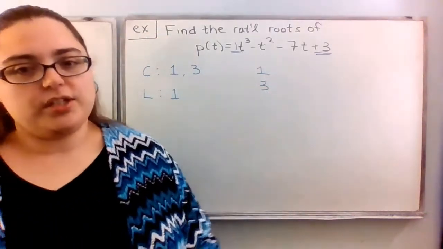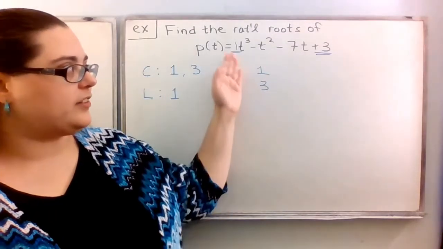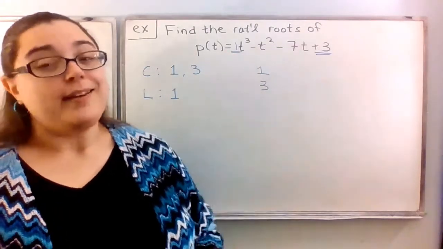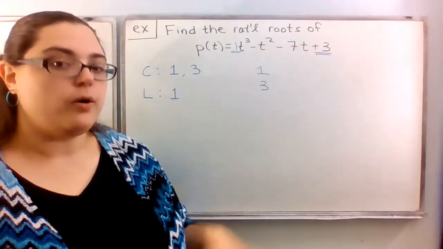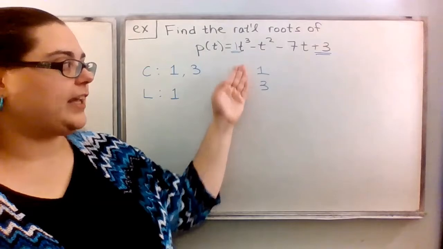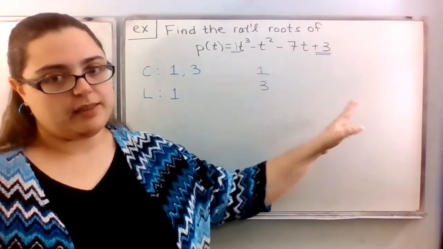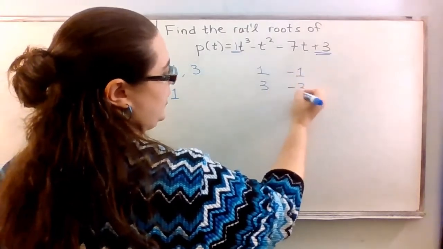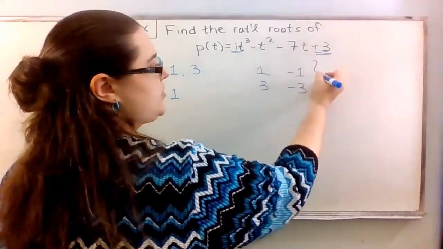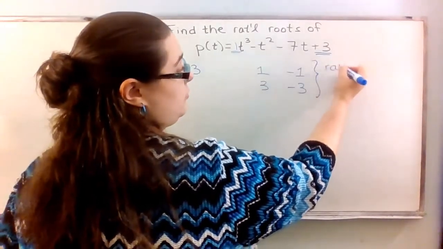Now, in this situation, when we talk about factors of the leading coefficient and of the constant term, not only could those values be positive, but they can also be negative. So once you've got your positive candidates for your rational zeros, you can just duplicate them and make them negative. So we also have -1 and -3. These are our rational root candidates.